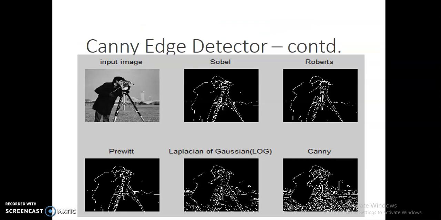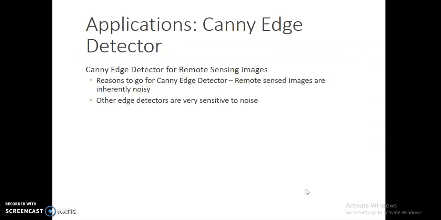Here you can see the pictorial representation of all the operators: Sobel, Robert, Prewitt, Laplacian, Gaussian, and Canny. In Canny edge detector, you see that it is the best among all these. It detects the maximum of the edges. The applications of Canny edge detector: it is used for remote sensing of images, because other edge detectors are very sensitive to noise, and this particular one is better than all these.